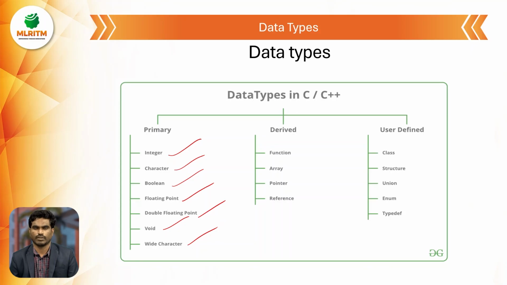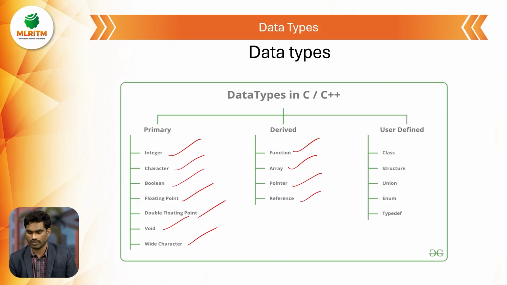Next, these are the predefined data types. Primary data types mean nothing but predefined data types. These predefined data types are defined in the libraries. Okay, in the system library. Next, derived data types. It is derived from another type. Okay, that is, a function is a derived data type. Array is also a derived data type. Pointer is also a derived data type. Next, reference is also a derived data type.